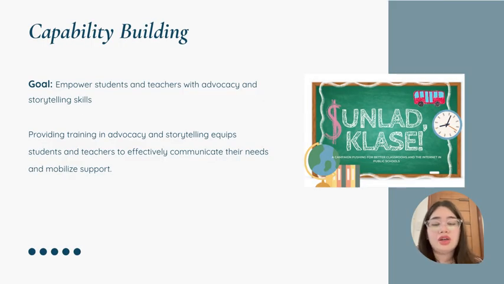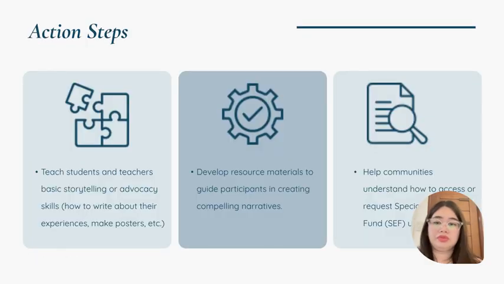And next, I'll be talking about capability building. The goal for this is to empower students and teachers with advocacy and storytelling skills. By providing training in advocacy and storytelling, it equips students and teachers to effectively communicate their needs and mobilize support from the local community and the local government.